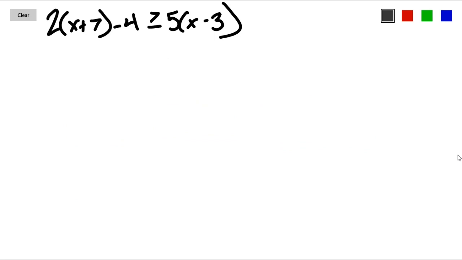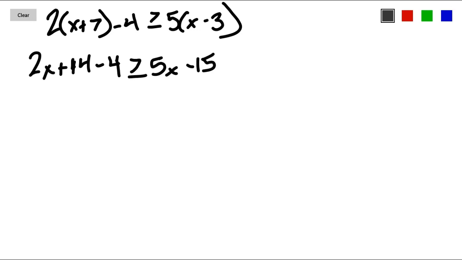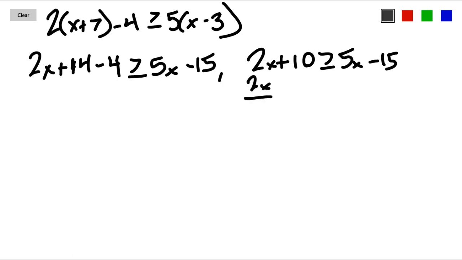The first thing that I'm going to do is distribute on both hand sides. So I have 2x plus 14 minus 4 is greater than or equal to 5x minus 15. And I can combine the 14 and the negative 4 over here. So I just have 2x plus 10 is greater than or equal to 5x minus 15. So the next step for me is to get x on one side. So I'm going to do that by subtracting 2x on either side. So I have 10 is greater than or equal to 3x minus 15.